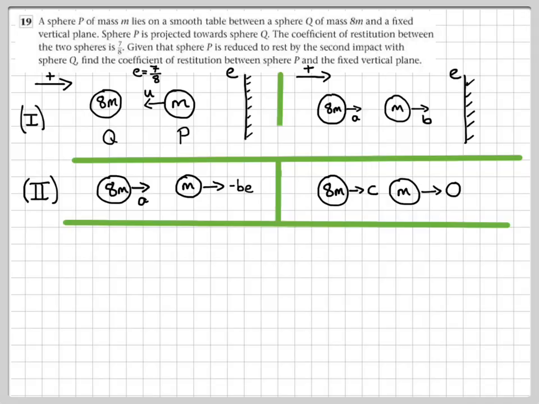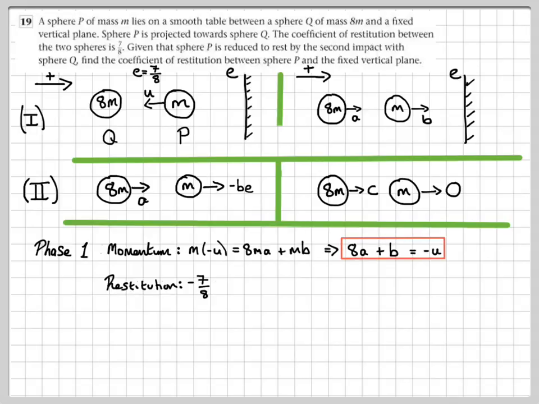They'll collide again, and then the 8m mass would be moving with the velocity of C, which again is going to be negative, and the mass P, which is a mass of m, will have stopped. So first of all we're going to apply momentum to phase 1 and see what we come up with. Then I'm going to apply restitution and come up with this result right here.